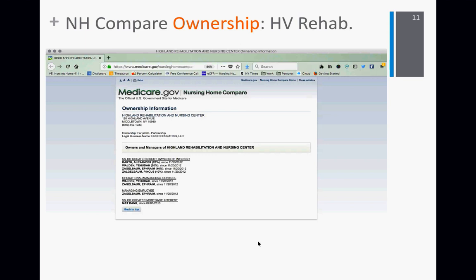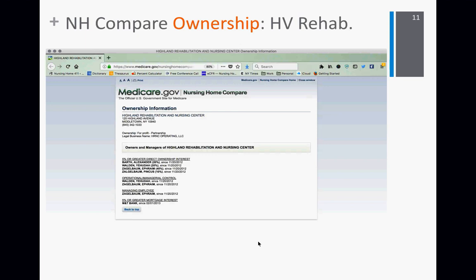Lastly, in terms of just the overall panels, I want to talk a little bit about ownership. So on the earlier slide, when we looked at the general information for Highland Rehab, and again, I just picked this nursing home randomly when I did a search for Middletown, New York, you can click on that initial slide, ownership information, and it gives you now 5% or more ownership in the facility. So you can see exactly who is an owner here in this facility. And that's true for every nursing home in the country.